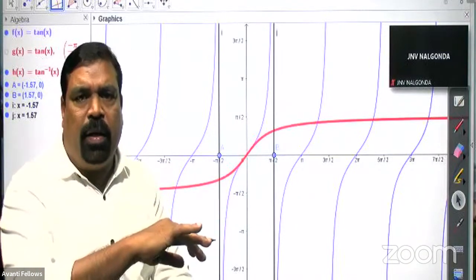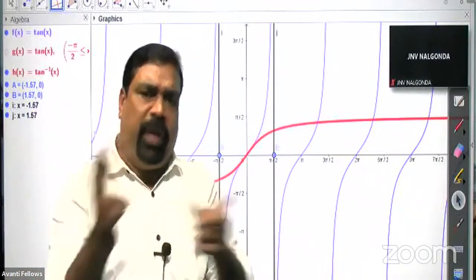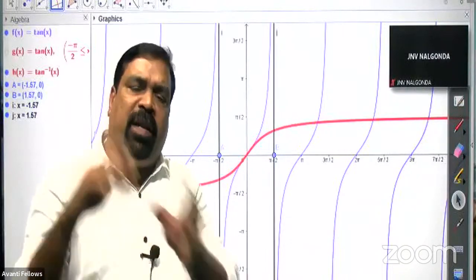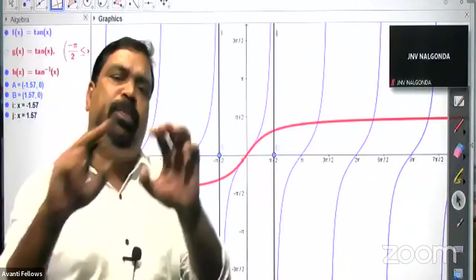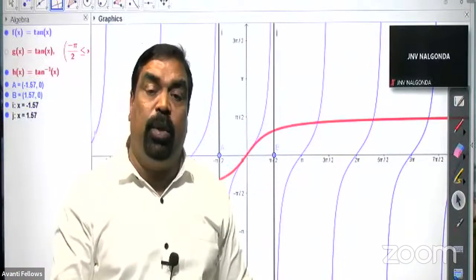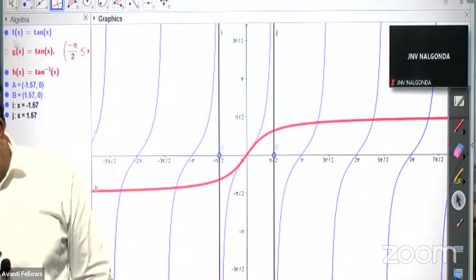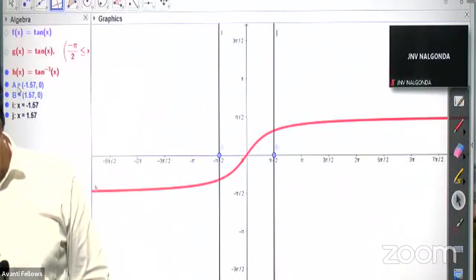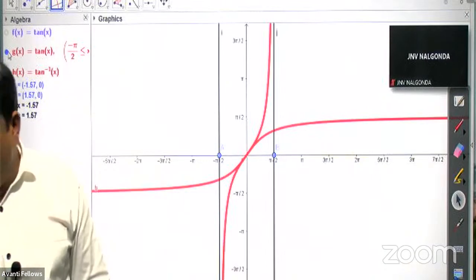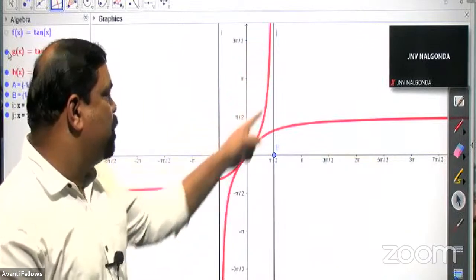That's the process, okay? F is a function from A to B means F inverse is a function from B to A. So tan inverse x is a function from all real numbers to minus pi by 2 to plus pi by 2. That red colored graph represents the inverse of tan x actually. If I restrict the tan x only to this particular interval, this is the graph.